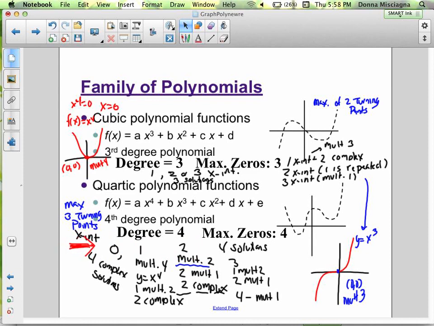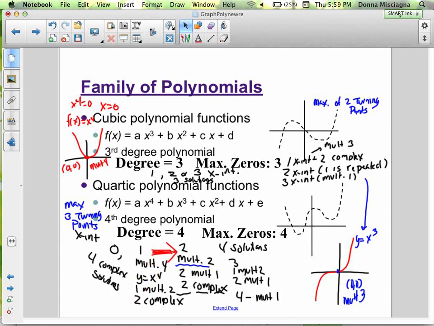We can have 0 x-intercepts if all 4 are complex. And that is possible. We'll have 1 if it's multiplicity 4. Like for instance, y equals x to the 4th. The only 0 is 0, and it occurs 4 times, because you're setting x to the 4th equal to 0. Or you have 1 with multiplicity 2, and then 2 complex. Complex always have to go in pairs, plus or minus.